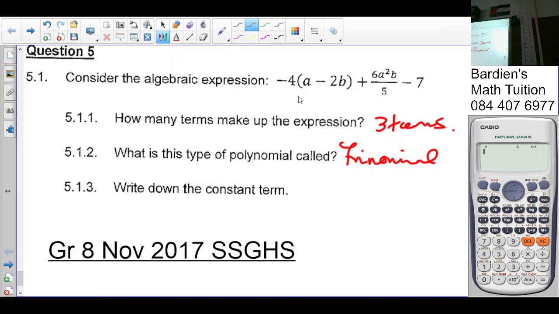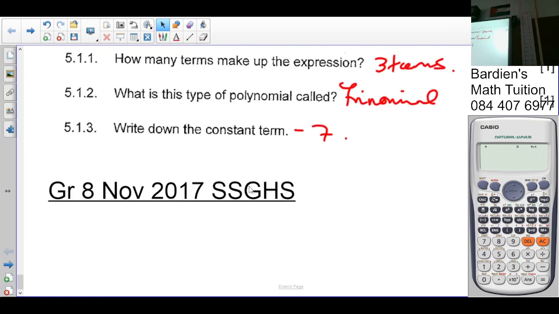Write down the constant term. So what's the constant term here? What is the numerical coefficient of a squared b? 6 over 5. Okay. You all agree with that? No? It wasn't asked.